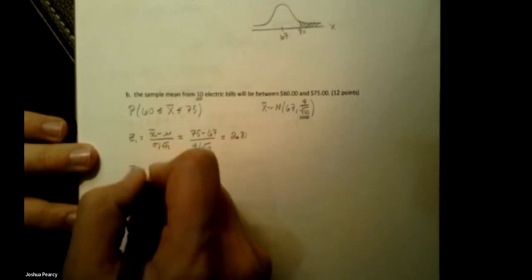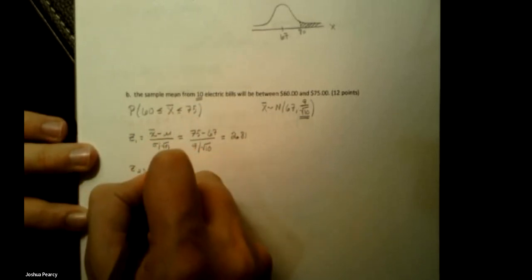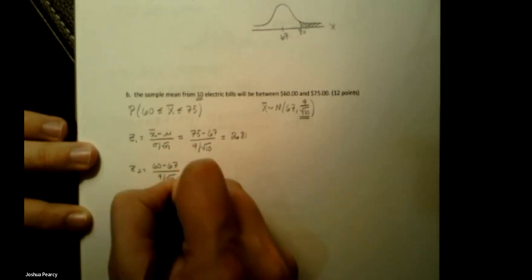Then using the same idea, you can find the z-score corresponding to 60 by taking the sample mean of interest, which is 60, subtracting off the overall mean of 67, and dividing by the standard deviation 9 over the square root of 10.